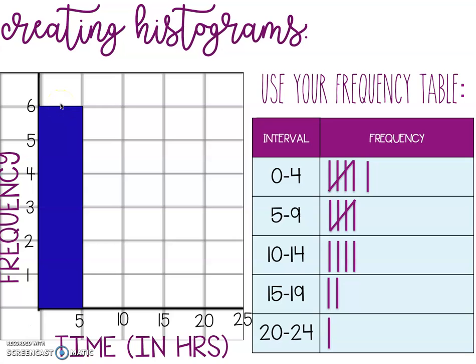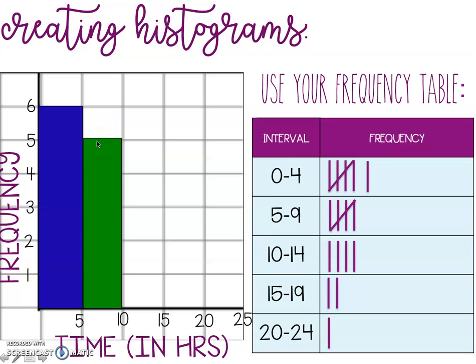Okay. Now we're going to go to our next interval. We have 5 to 9, and it occurred 5 times. So it's more than 5, but less than 10. And so I'm going to draw my bar up to that 5th marker right there.